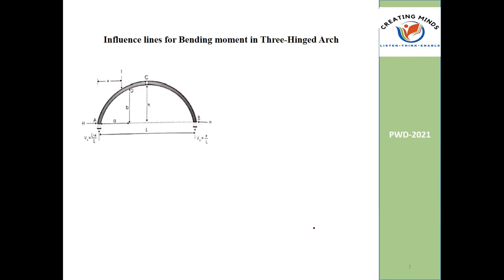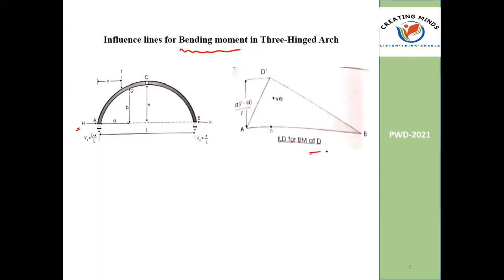So this is because of bending moment. Once you know horizontal thrust, the next is bending moment. In bending moment, there are two things. You may expect bending moment due to horizontal thrust. You may expect bending moment due to whatever the force, whatever the unit load. So the first thing is the ILD for bending moment at D. So ILD, this is general bending moment at particular point D.